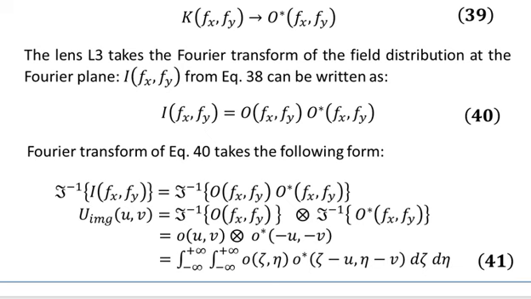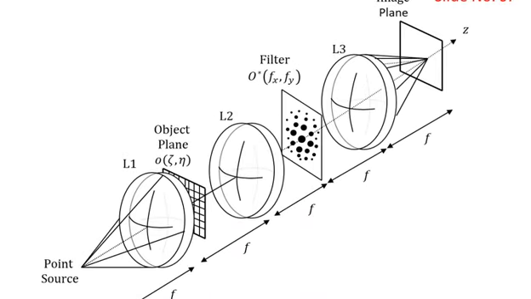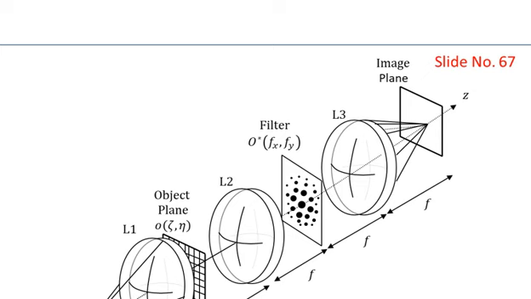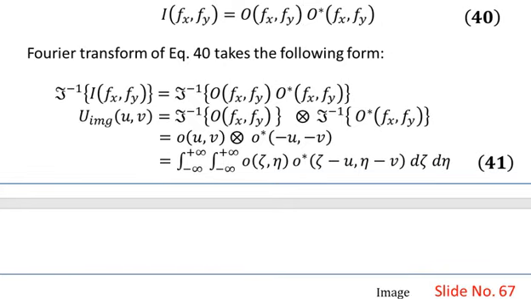So the Fourier transform of equation number 40 takes the following form. So we are going to evaluate the Fourier transform. Why are we going to evaluate the Fourier transform? Because this lens L3 will take the inverse Fourier transform of the data at the Fourier plane, that is the data which is incident on the lens L3 after passing through the filter. The lens L3 will generate its inverse Fourier transform, and the image will be constructed at the image plane.